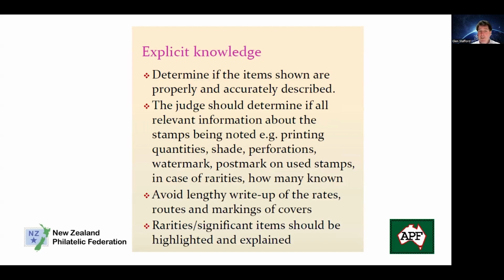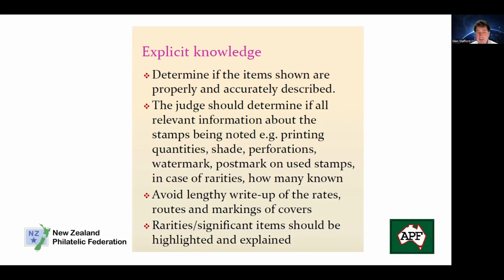All right, so explicit knowledge is determined by how accurately they describe it. Remember, treatment is development, is completeness, and also is it concise and accurate? So that's all part of the explicit knowledge. Judge should determine if the relevant information about the stamp has been noted, and typically we're looking at printing qualities, shades, perforations, watermarks, postmarks on used stamps, cases of rarity and how many are known.